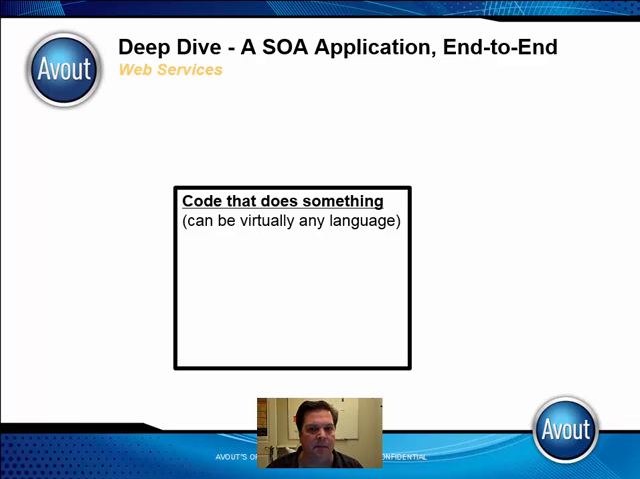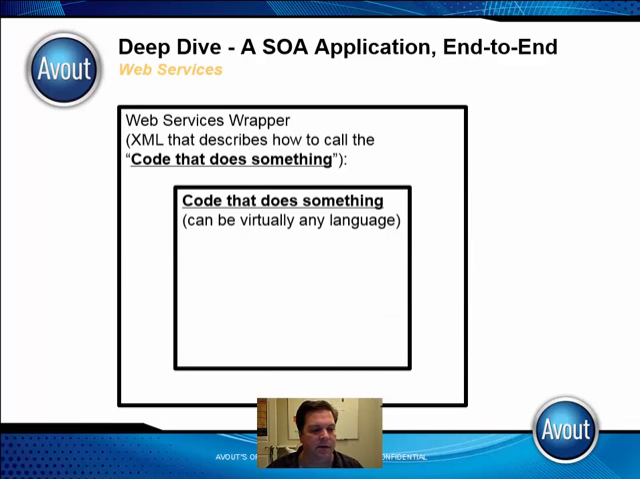And most development tools, and we're going to see how JDeveloper does this also, can generate that XML web services wrapper for you automatically. So you can focus on creating your code, this inner box here, the code that actually does something that can be in any language. That's where you can focus your energies, and then use some of the wizards in a tool like JDeveloper to create the web services wrapper for you relatively easily.